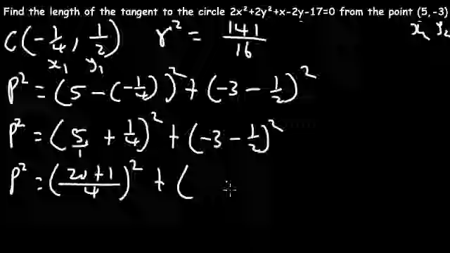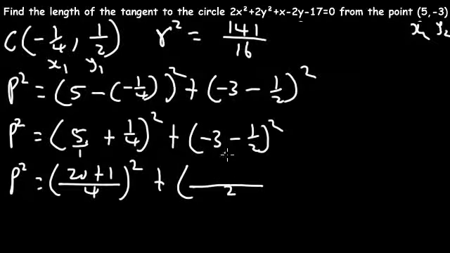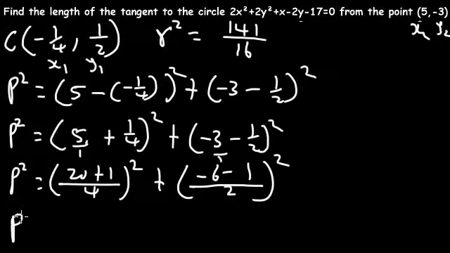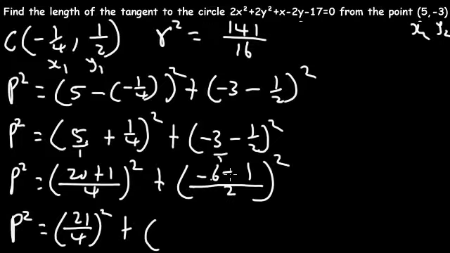Plus, if we repeat the same thing, let the LCM be 2. If this is divided by 1, the LCM of 1 and 2 is 2, times negative 3 is simply negative 6. Then minus the standard is here: 2 in 2 is 1, times 1 again is 1. Then all squared. So moving on, p squared is simply equal to 21 over 4 all squared plus negative 7 over 2 all squared. Now let's square each of these, with a calculator.